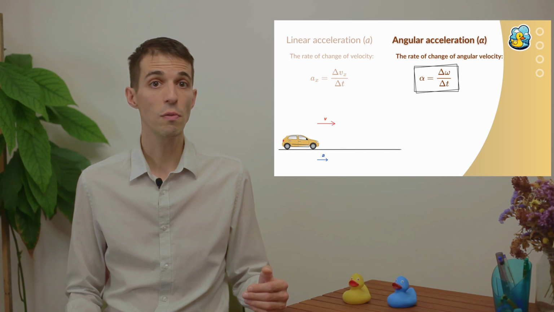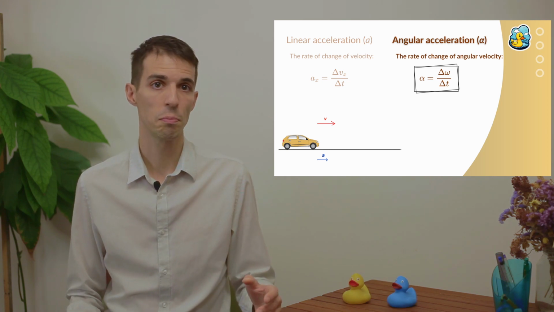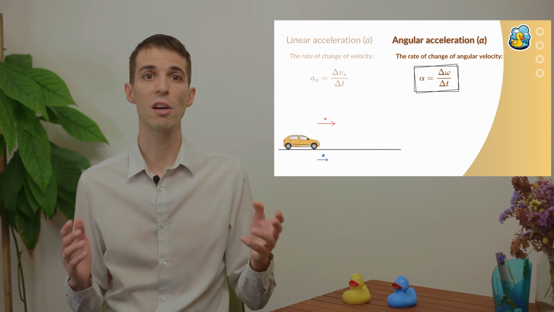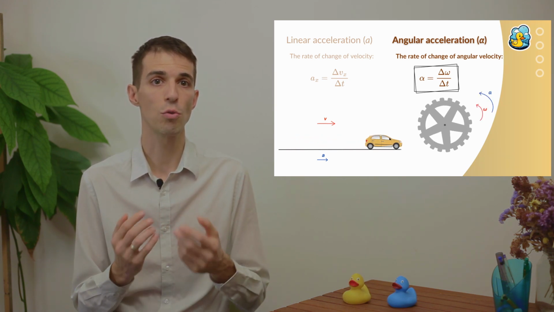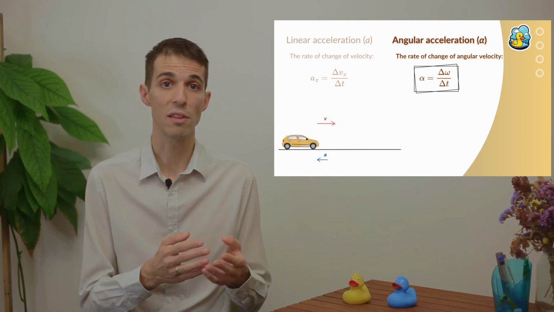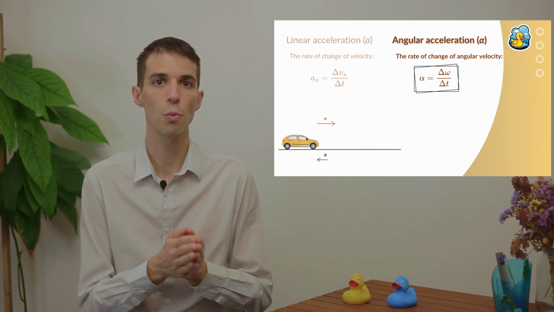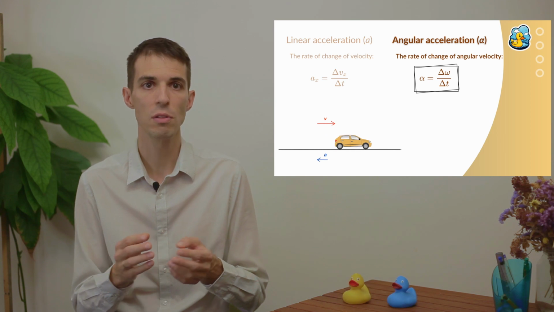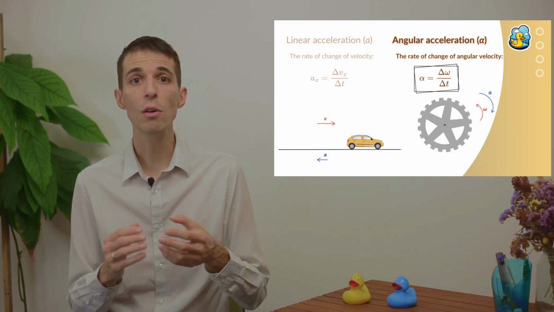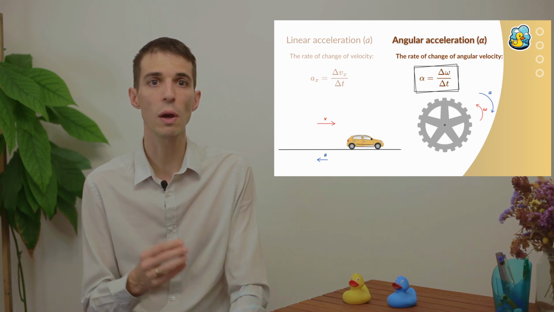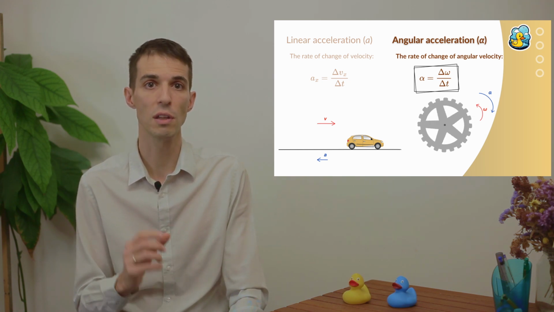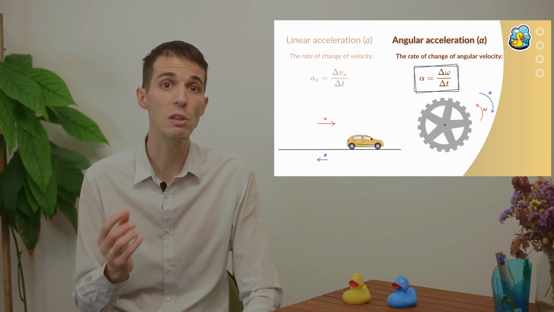Both types of motion follow the same basic principles. For example, just like a car speeding up on a straight road, a spinning object can speed up as it rotates. And just like the car can have negative acceleration while traveling in the positive direction, that means braking, a wheel or the fan can have clockwise, that is negative, acceleration while rotating counterclockwise, that is in the positive direction, if its rotation is slowing down.